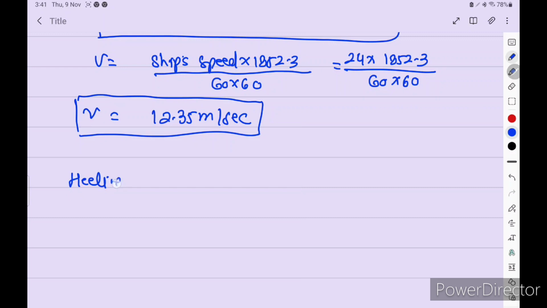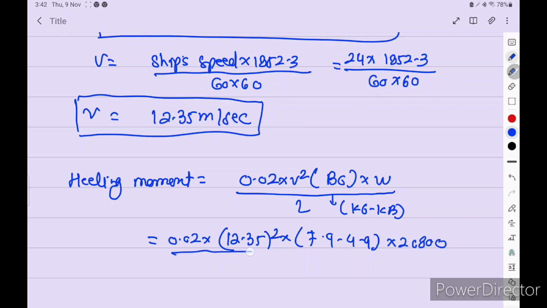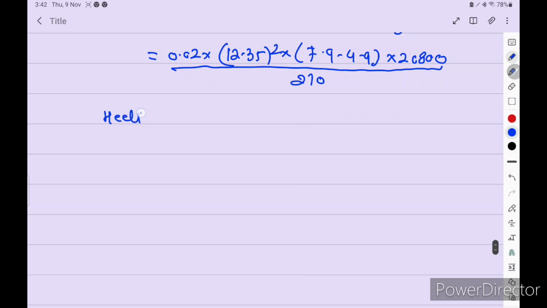Now heeling moment is 0.02 into V square into Bg into displacement divided by L. So 0.02 into 12.35 square into 7.9 minus 4.9, Bg is equal to KG minus KB, into displacement, length is 210. So heeling moment is 906.42 tons.